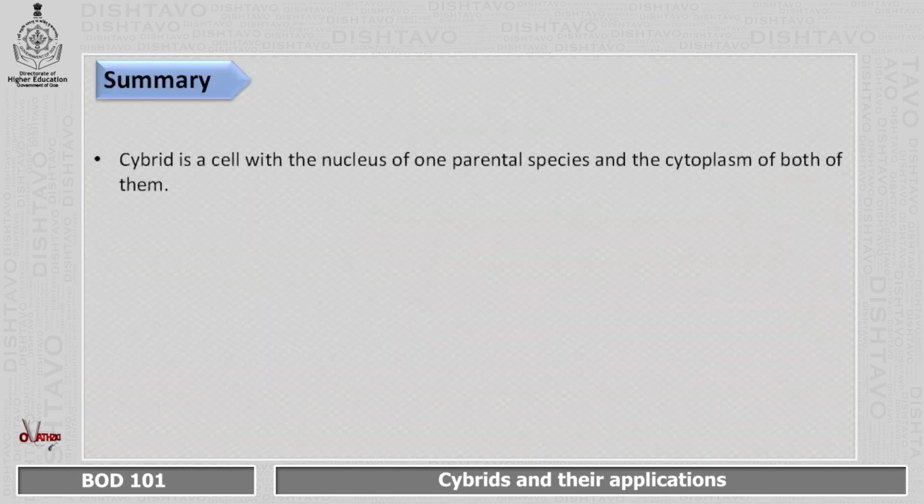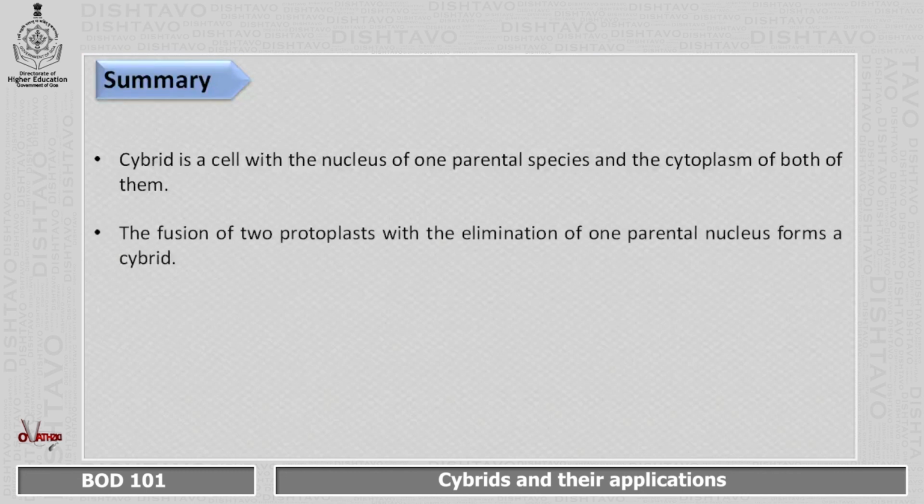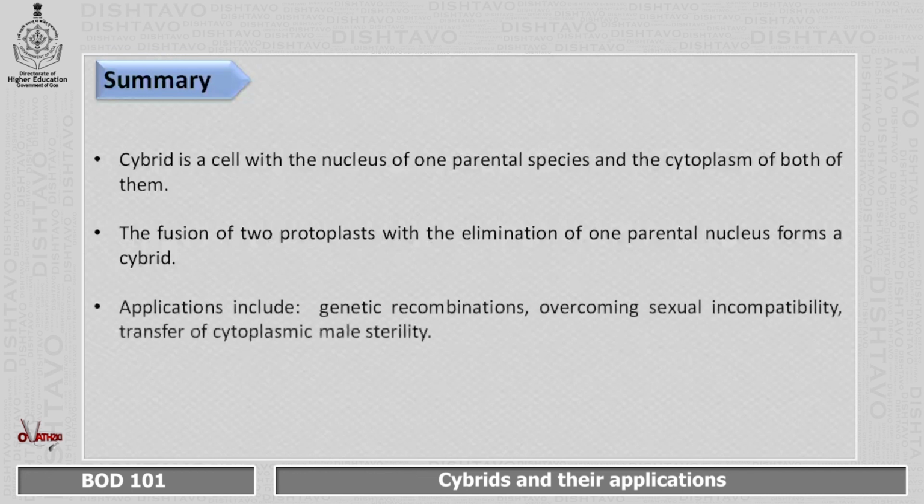To summarize, we have seen that cybrid is a cell with a nucleus of one parental species and the fusion of cytoplasm of both the parents. The fusion of protoplasts with the elimination of one parental nucleus forms a cybrid. Cybrids have various applications which include genetic recombinations, overcoming sexual incompatibility, and the transfer of cytoplasmic male sterility.